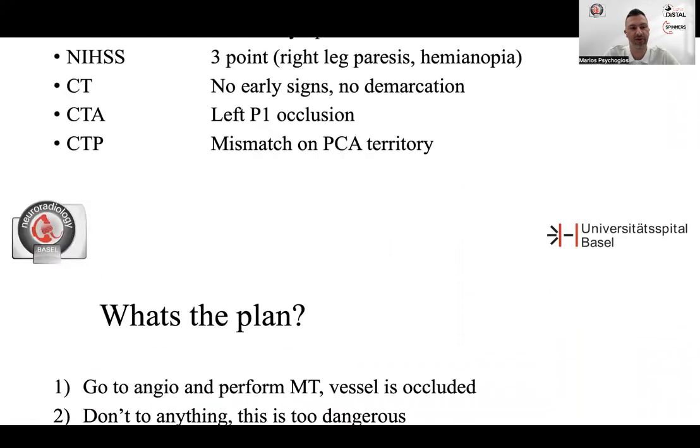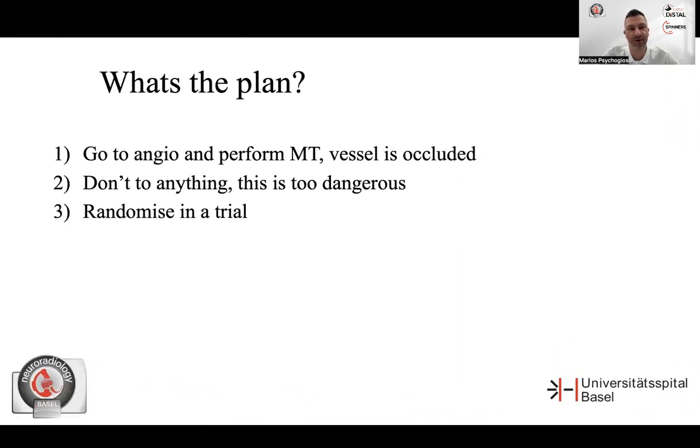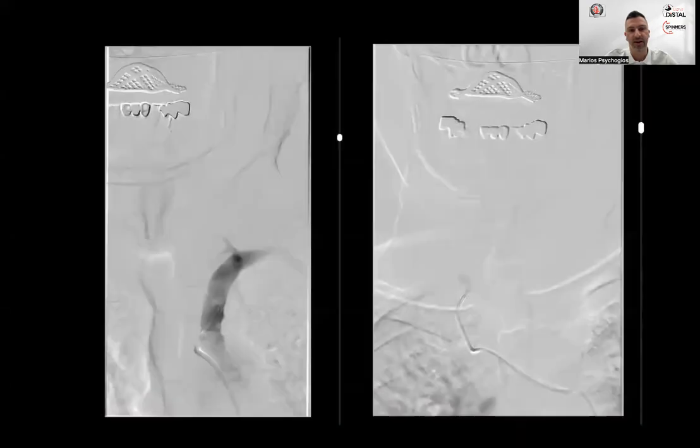Would you go for treatment and do MT? So if you take these 3 options. The first one, we go to angio and perform MT, vessel is occluded. So this is a typical plumber's approach, right? I see an occluded vessel, I want to open it. Second one would be, well, we don't do anything for this. This is too dangerous, and the patient is not severely affected, so we don't really need to treat with a catheter. And then what I would advise to do is to randomize in a trial.